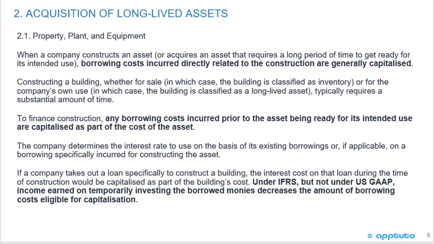Under IFRS, but not under US GAAP, income earned on temporarily investing the borrowed monies decreases the amount of borrowing costs eligible for capitalization. So I put that in bold because often on a test they're looking for small points where there's compare and contrast. So that's kind of an important little point there, is that under IFRS, but not under US GAAP, income earned on temporarily invested borrowed monies decreases the amount of borrowing costs eligible for capitalization.